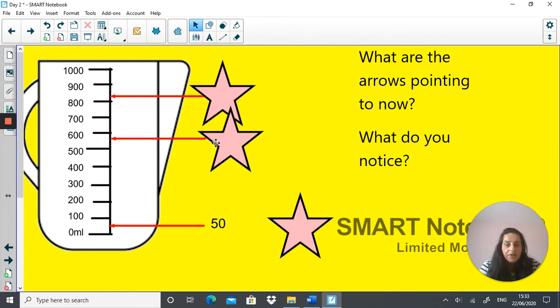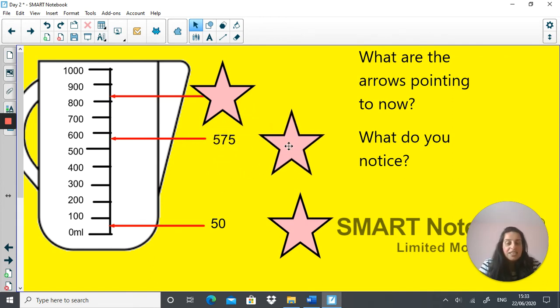This arrow here is 575 millilitres because, if you notice, halfway would probably be a bit lower than where this arrow is, and it's a bit higher. It's actually 3/4 of the way up. So the measurement here is 575 millilitres.